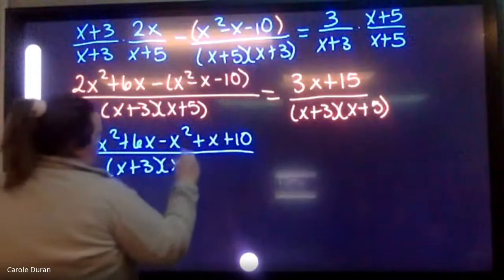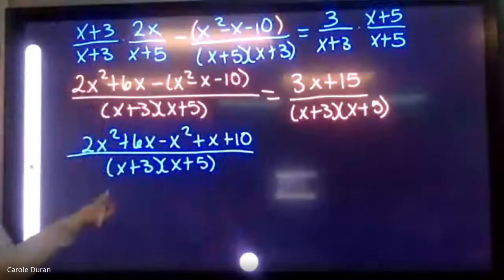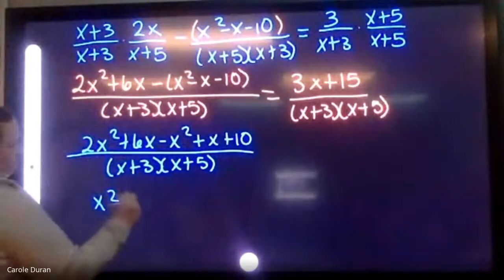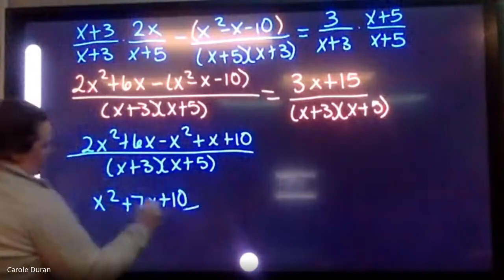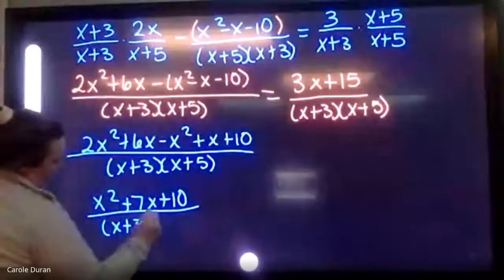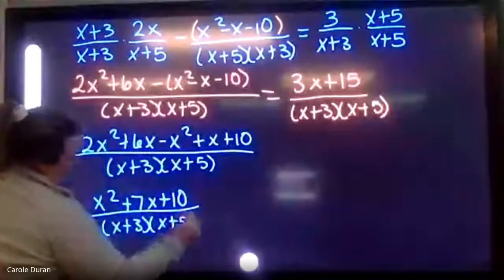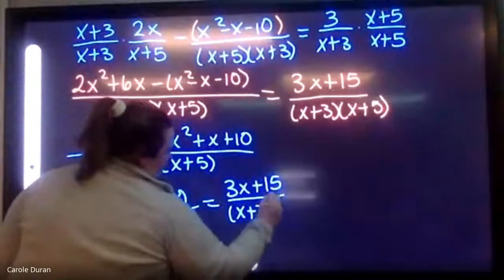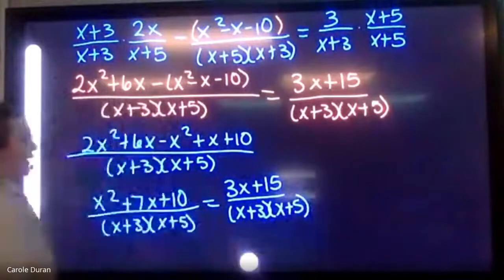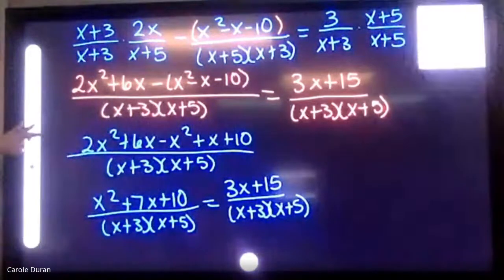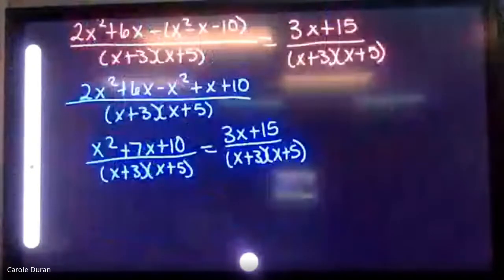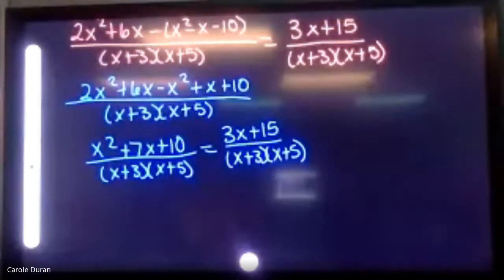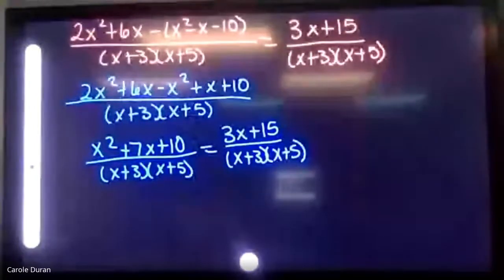It will look much nicer in a minute. We put like terms together. And when I simplify, I get x squared plus 5x plus 10 over x plus 3x plus 5 equals 3x plus 15 over x plus 3x plus 5. So all I did was distribute the negative and combine like terms.